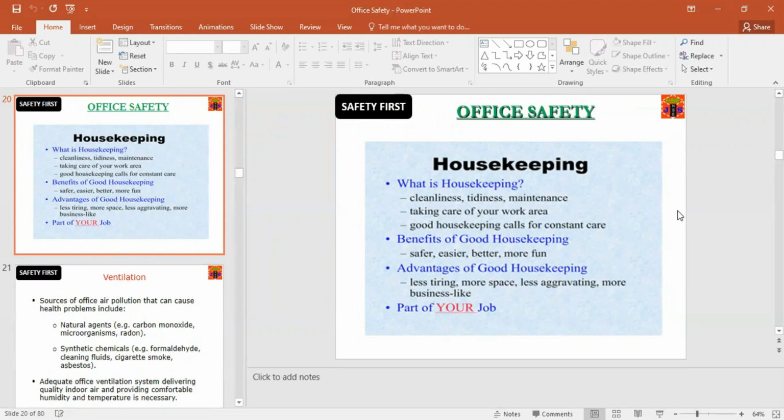Benefits of good housekeeping: it keeps the site safer, easier, better, with more fun. Advantages of good housekeeping are less tiring, more space, less aggravating, and more business-like. Housekeeping is part of everyone's job.